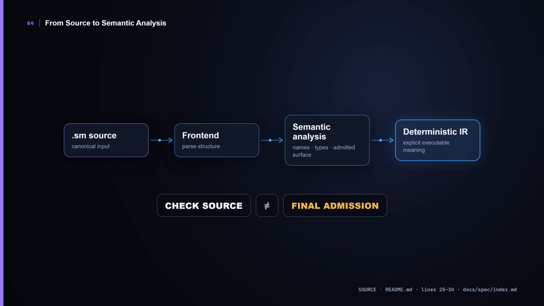For the qualified practical contour, the repository documents an end-to-end route from source, through semantic analysis and intermediate representation, to SemCode, the verifier, and the VM. A source check is useful feedback, but it is not the final trust decision. The onboarding order is deliberately staged. Check the source, compile the artifact, verify the artifact, and only then run admitted code.